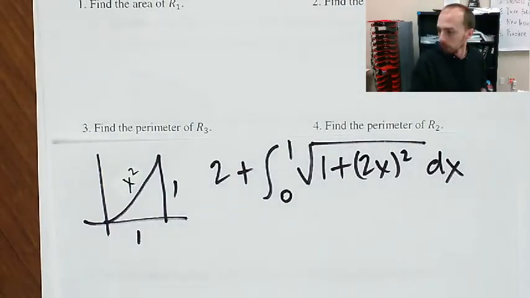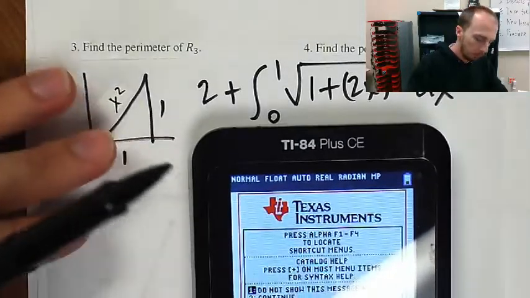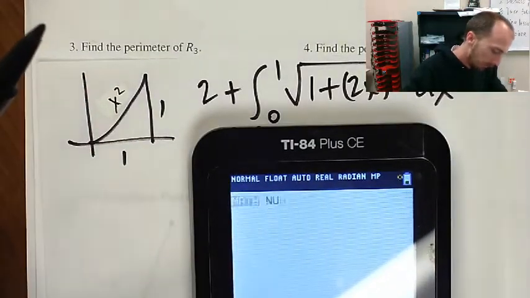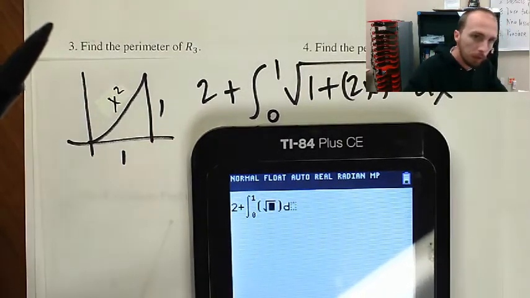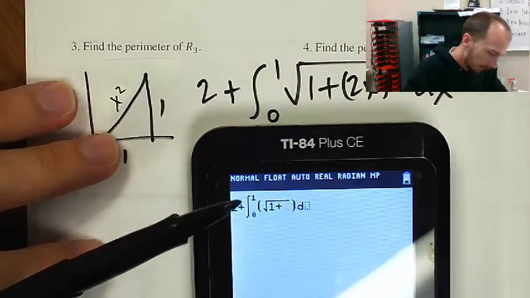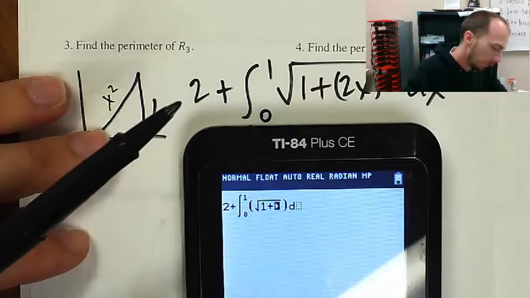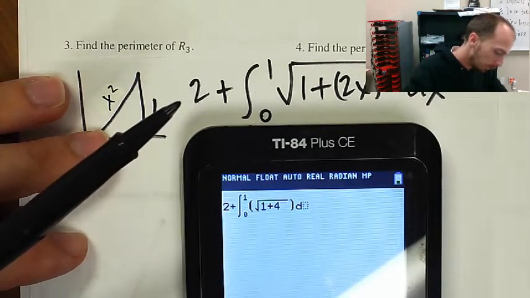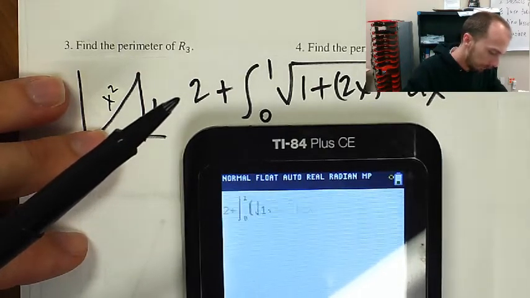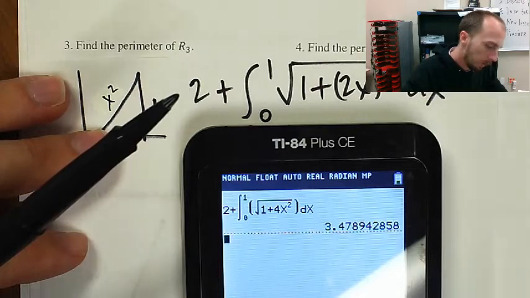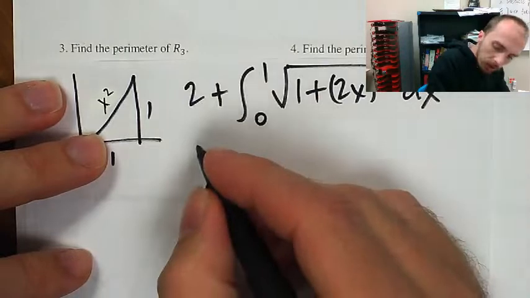All right, I'm going to need a calculator. So let's see if I can scoot that up a little bit. 2 plus the integral from 0 to 1 of the square root of 1 plus, you could put 2x and then put parentheses around it and square it, or you could just know that 2x times 2x is 2 times 2 multiplied by x times x, and then I'll just integrate that. I get 3.479. Okay, got to remember 3 decimals every time.